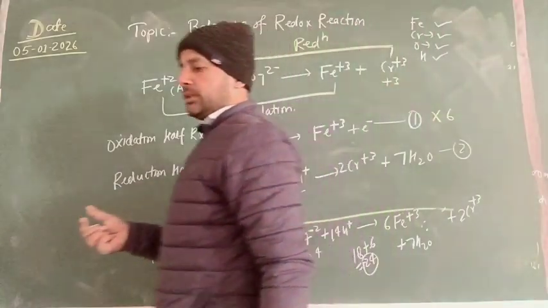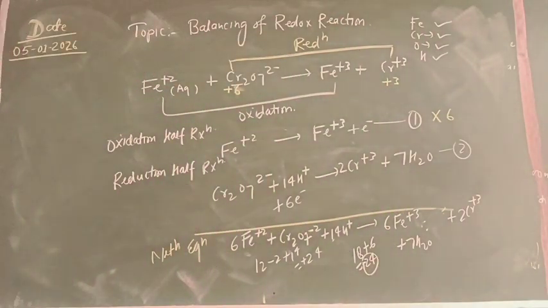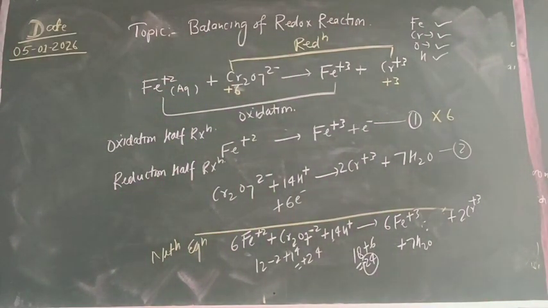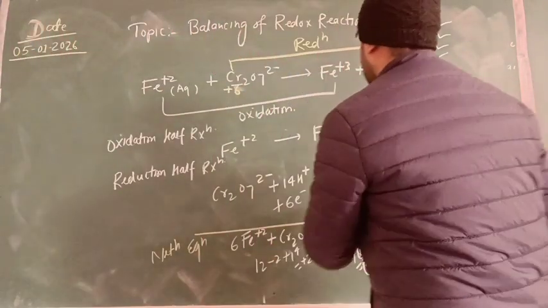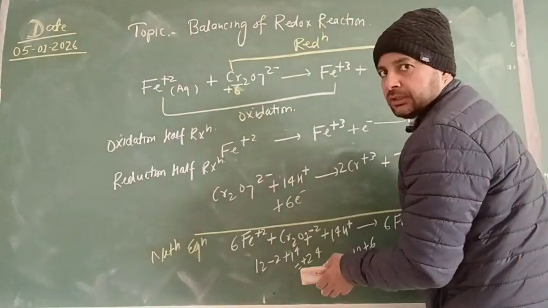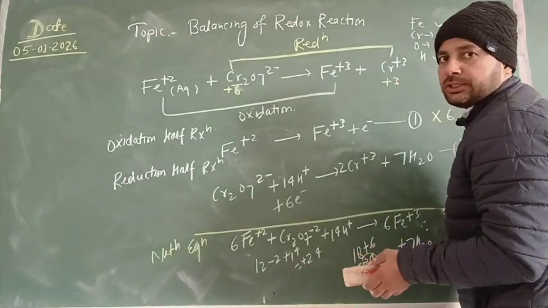Okay. So in the next session we will understand with the help of a new example. So now we will discuss the second example. So this is the way we can balance a redox reaction.